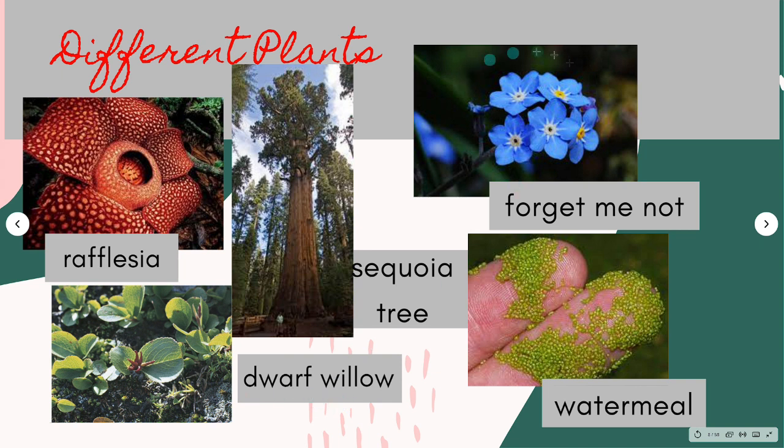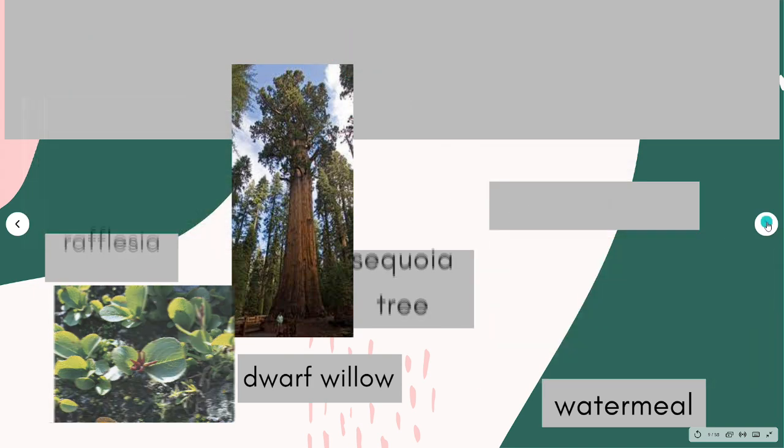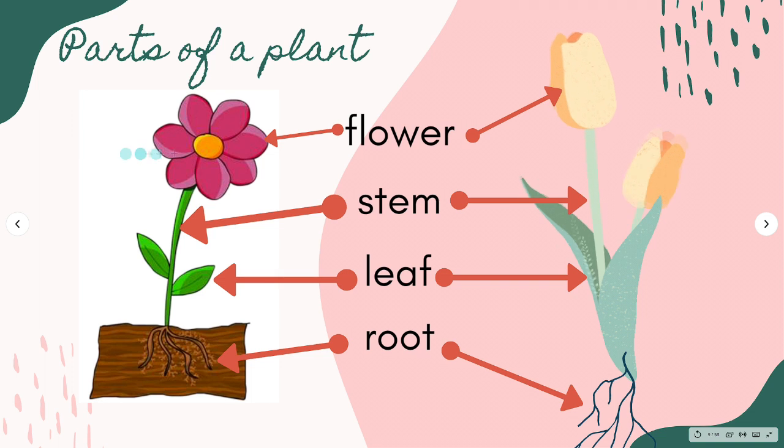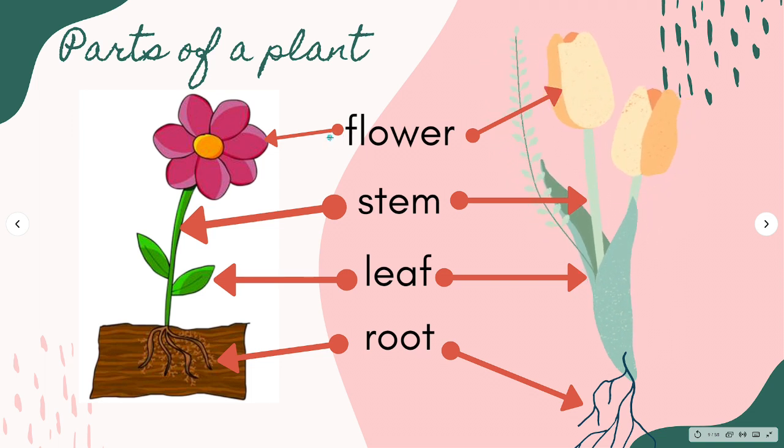This blue forget-me-not flower grows on tall hairy stems which sometimes reach 2 feet in height. That is the smallest flower. Also this watermeal has a height of 0.1 to 0.2 millimeters. You see, that's very small. That's why you have to put that on your palm or on the tip of your finger to see it. Now let's identify the basic parts of a plant, including leaf, flower, stem, and roots.